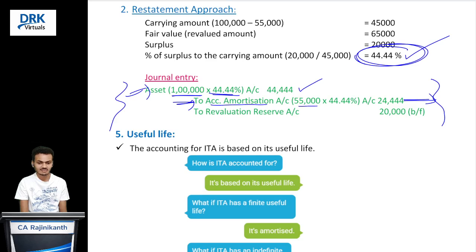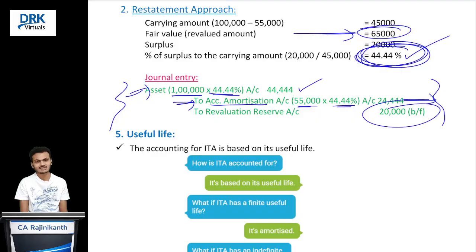Accumulated amortization 55,000 into 44%. Because it is a revaluation surplus, we are increasing those balances. If it is a deficit, we should decrease. So that it will become 65,000 fair value. Fair value means what? After revaluation, it will become our carrying amount on the date of revaluation, correct? So this is the balancing figure and that will become our fair value gain.